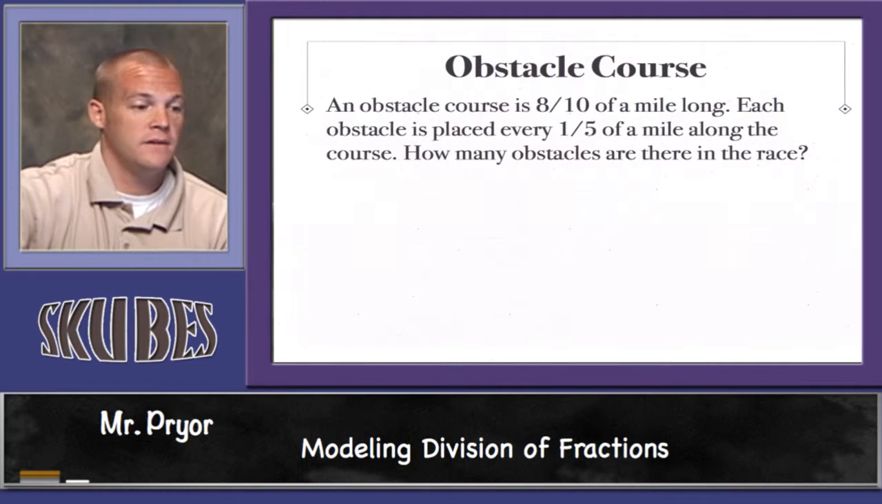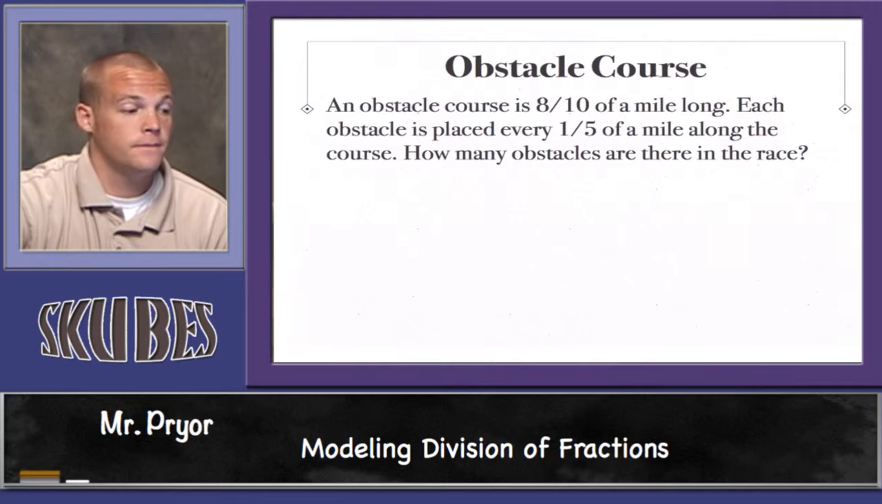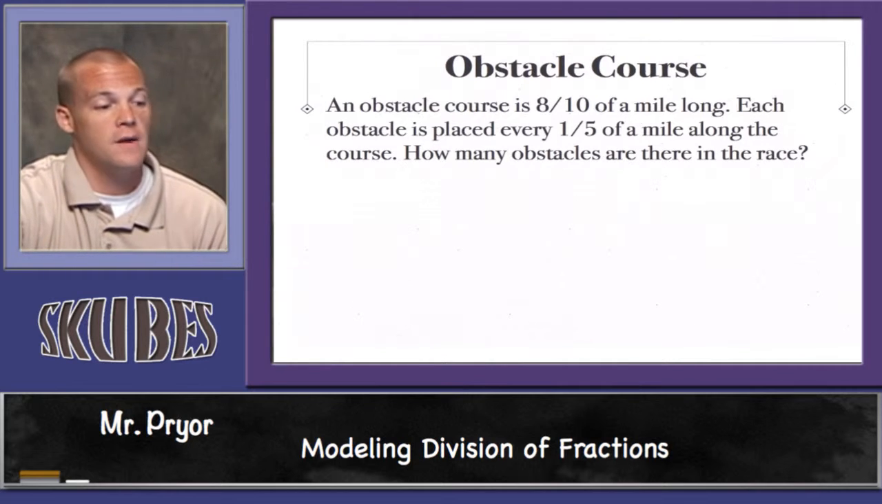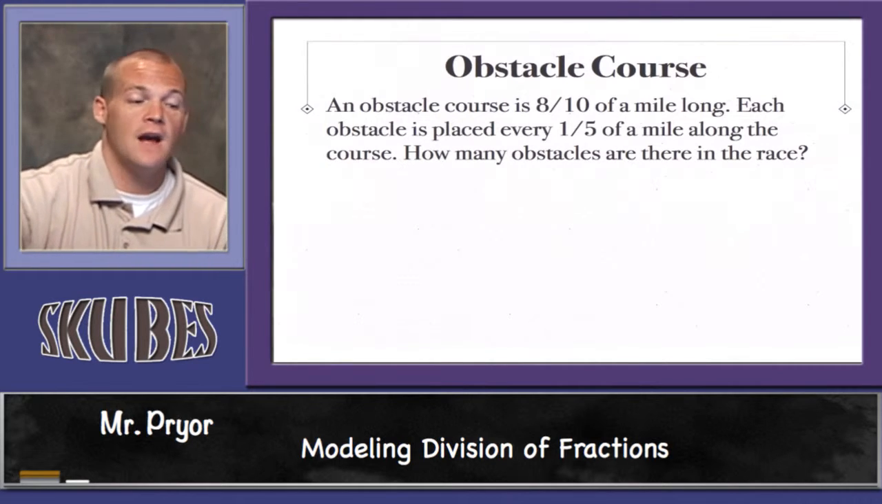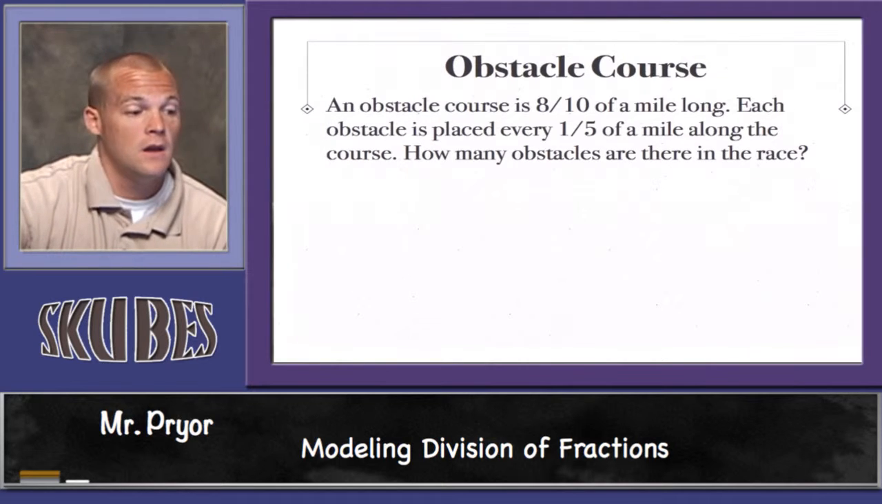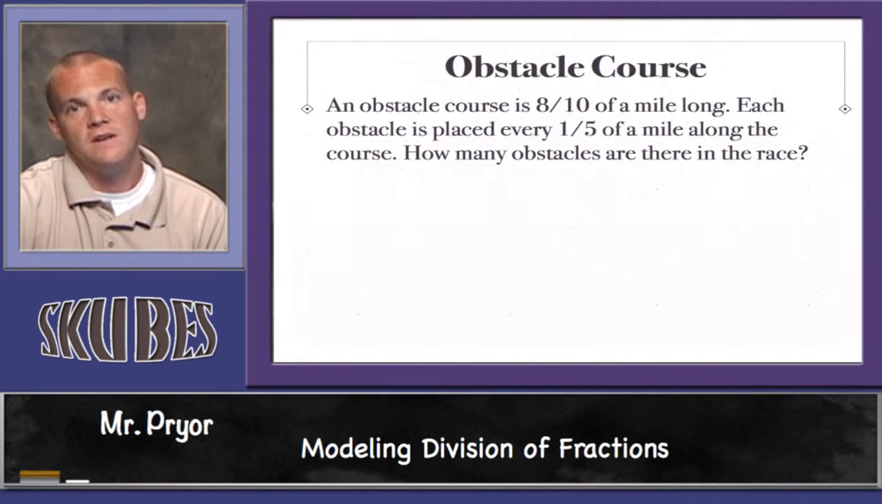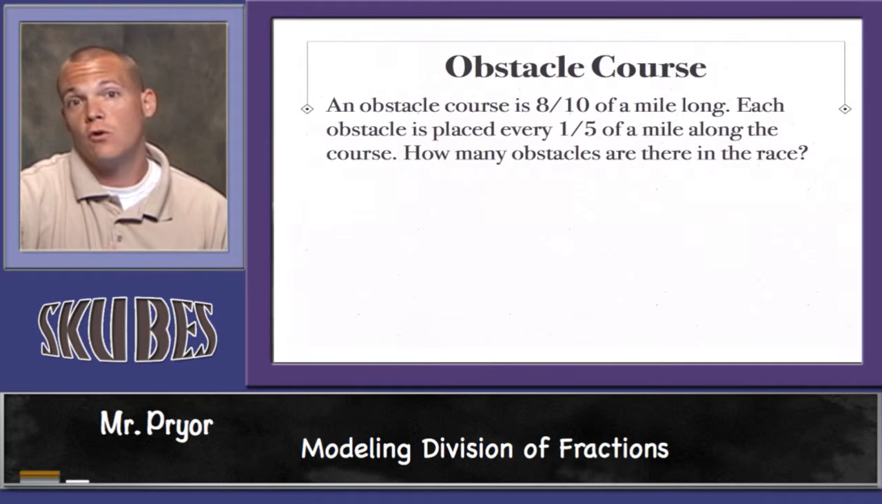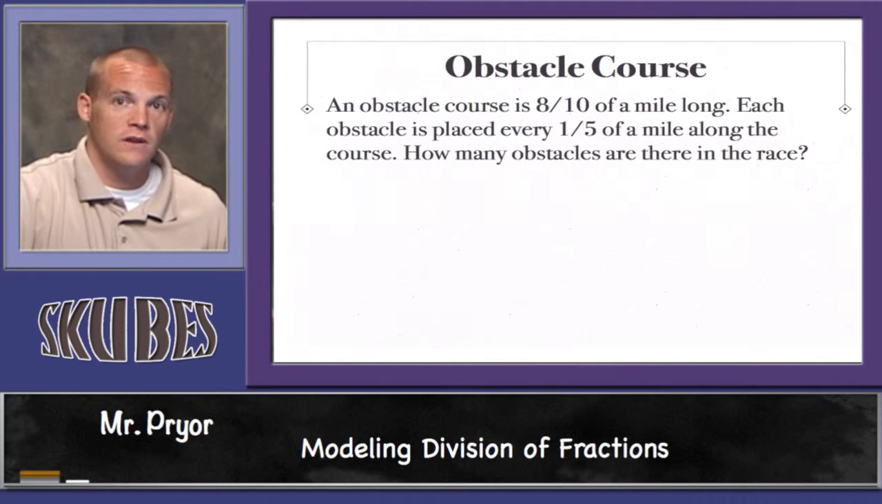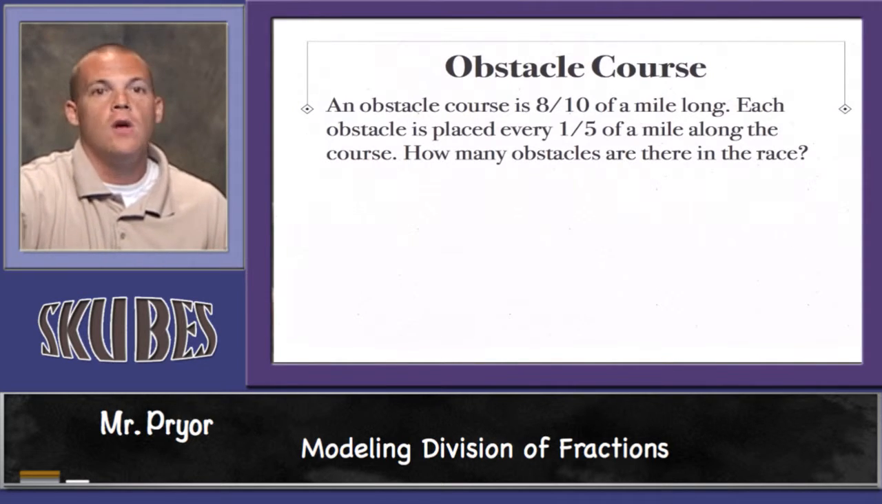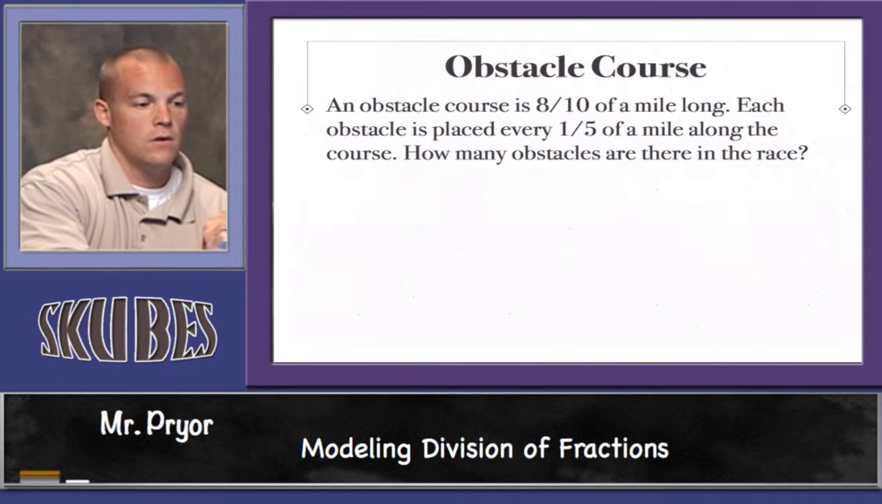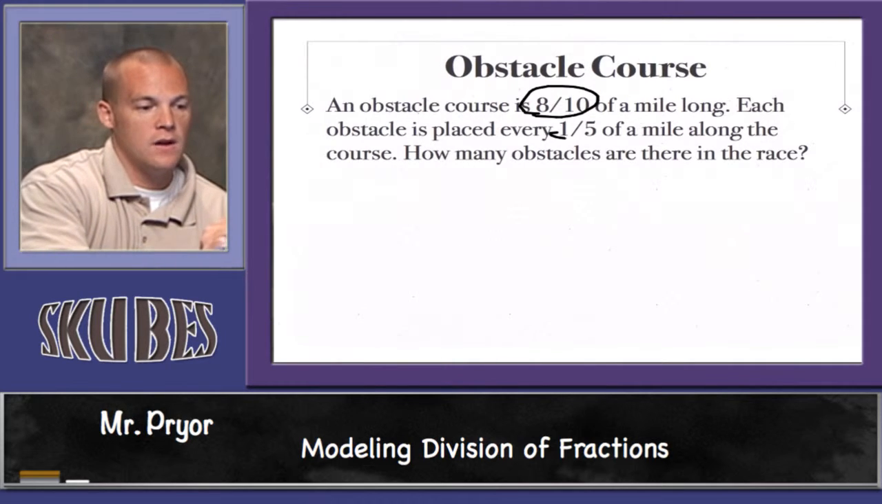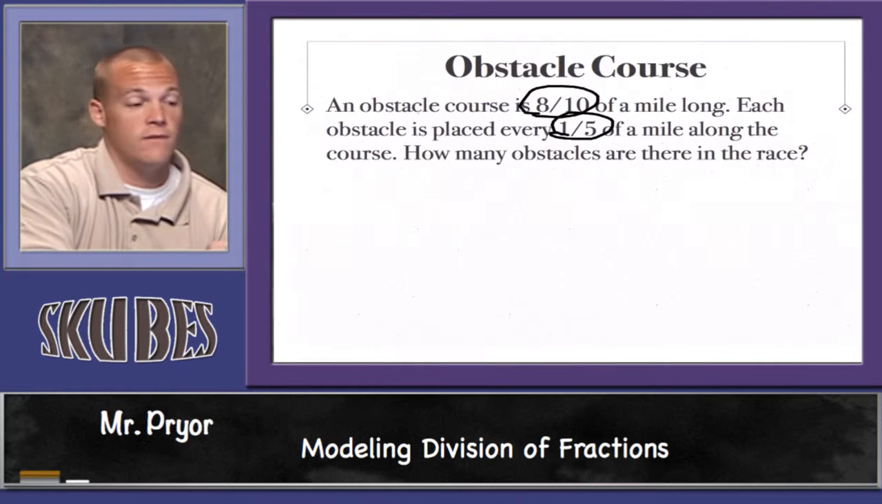Another example would be this obstacle course example. It says an obstacle course is 8/10 of a mile long. Each obstacle is placed every 1/5 of a mile along the course. So they want to know how many obstacles there will actually be in this race. Well, again, think to yourself, are we dealing with a whole that we're breaking up into pieces? Yes, because we have an 8/10 of a mile long track or course. That whole or total length of a course is being broken up into 1/5 pieces.